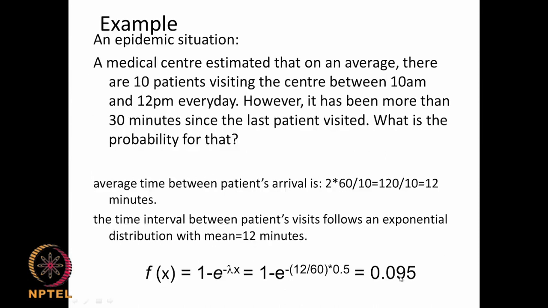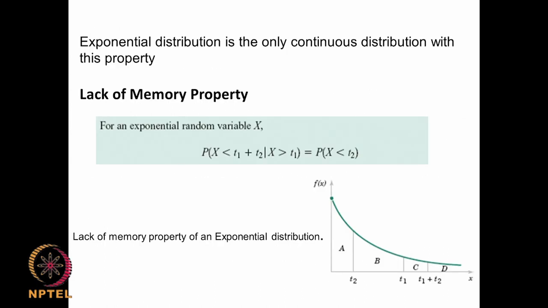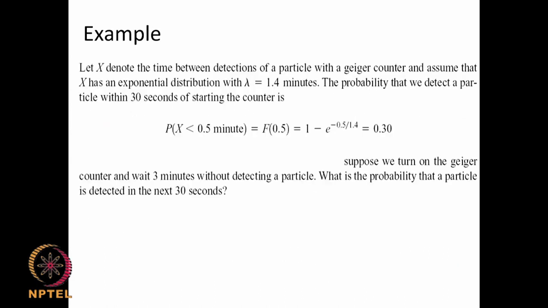Okay? So, the same thing is obtained from this equation also, 1 minus e raised to the power minus 12 by 60, where the 12 is converted into hours, that is why we are dividing by 60, multiplied by 0.5. So, that gives you 0.095. So, we get the same answer using the Excel command also. So, it is simple. Now, it lacks memory. So, that is the most important property of exponential distribution.